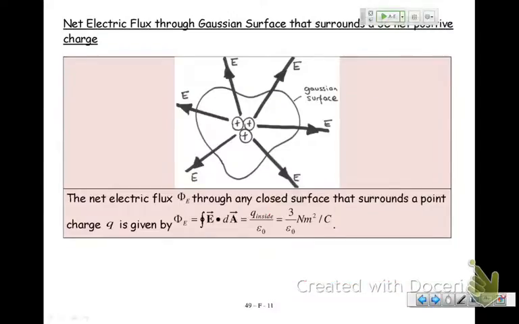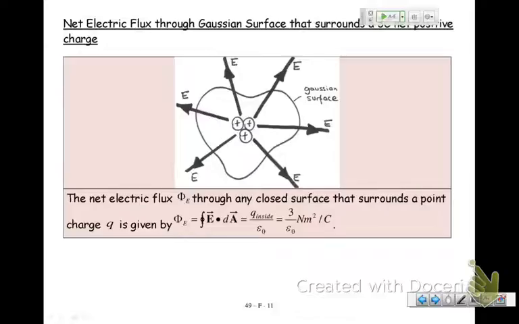and here are some relatively easy questions. It says, okay, you have a weird shaped Gaussian surface, and you have 3 charges inside, 3 positive charges, and we want to know what is the flux.